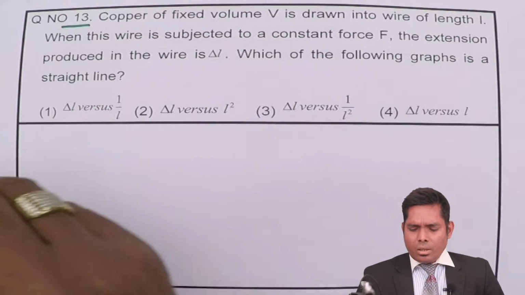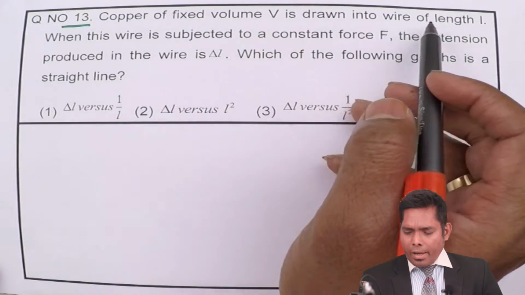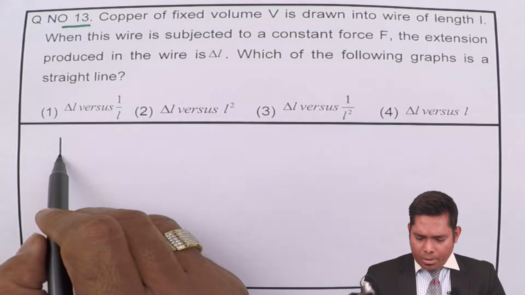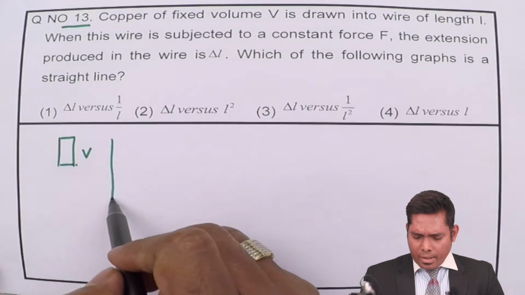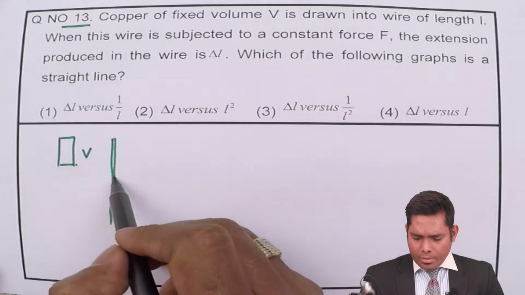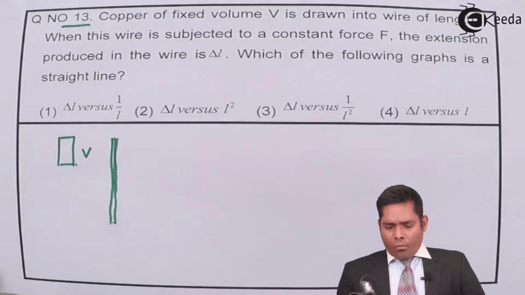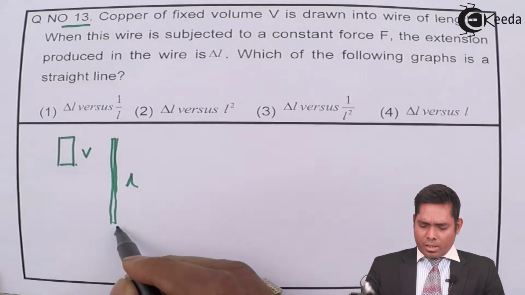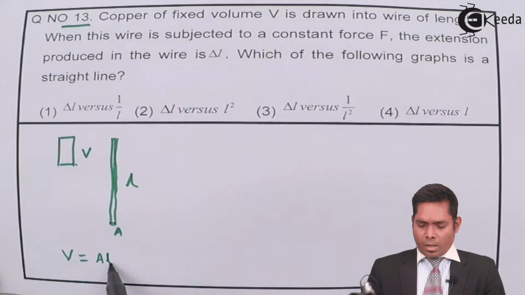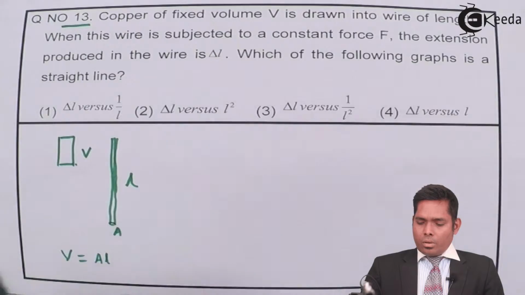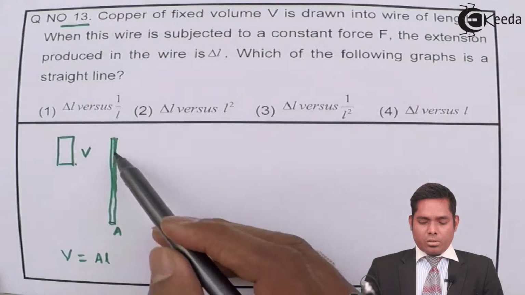It says copper of fixed volume V is drawn into a wire of length L. The copper of fixed volume V is drawn into a wire like that, of length L and area of cross section, suppose A, that is not given, but suppose that it's A. So obviously the volume is A into L. Fixed volume, the volume is constant. In this case, whatever is the volume here also the same volume.